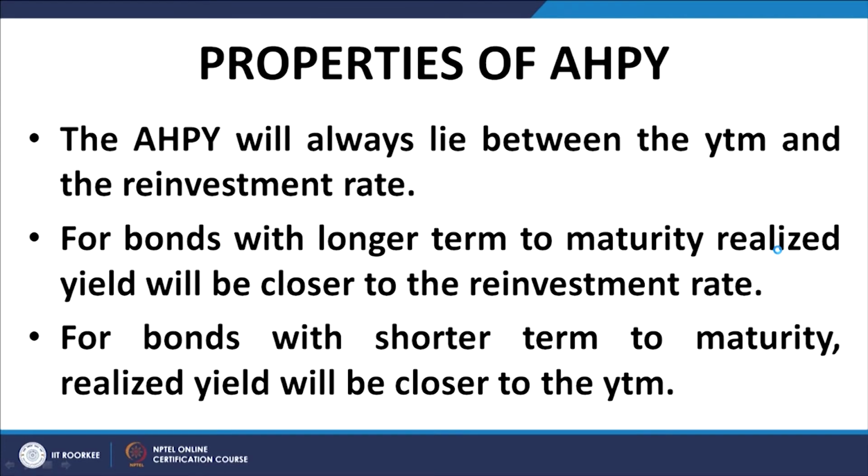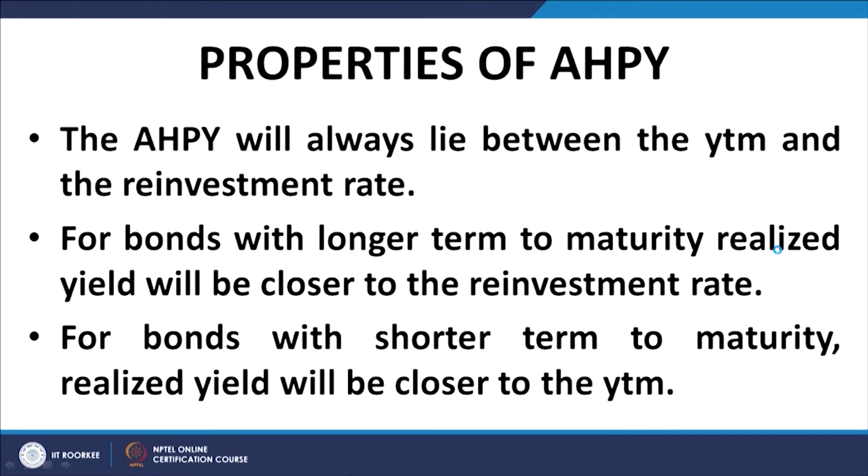The annualized holding period yield will always lie between the YTM and the reinvestment rate. For bonds with longer term to maturity, the realized yield will be closer to the reinvestment rate. For bonds with shorter terms to maturity, the realized yield would be closer to the YTM of the bond.